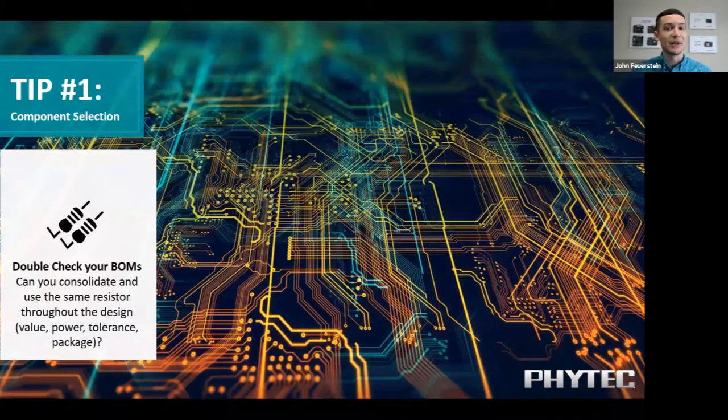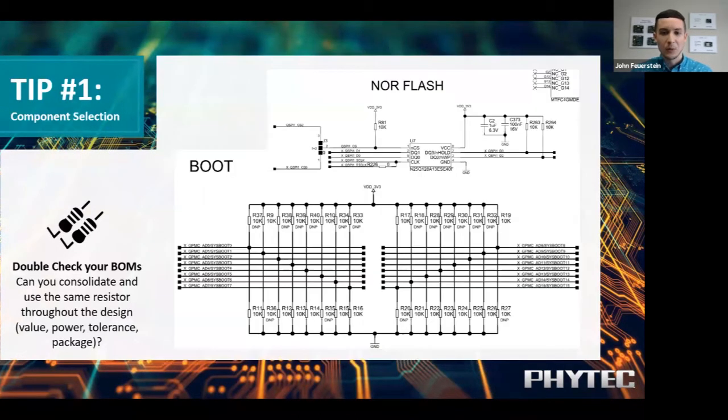To get into a specific example and show you how this works in action, we recommend double checking your BOMs. This is really critical. In this example, perhaps your design uses this boot configuration circuit. Somewhere else, there's a NOR flash part. And you see here that we're using this 10K resistor throughout.